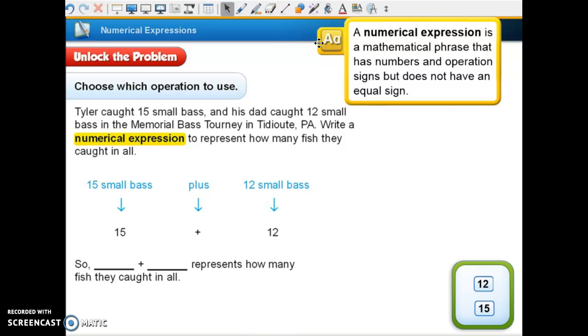Tyler caught 15 small bass and his dad caught 12 small bass in a memorial bass tournament at Thibodaux, Pennsylvania. Write a numerical expression to represent how many fish they caught. So Tyler caught how many? 15. And his dad caught? 12. And they want to know what? How many they caught in all. So 15 plus 12 represents how many fish they caught in all. There's a numerical expression right there.